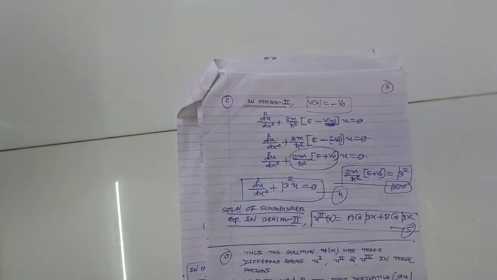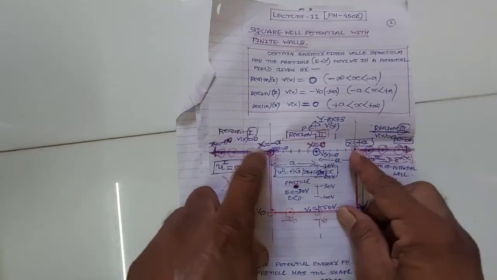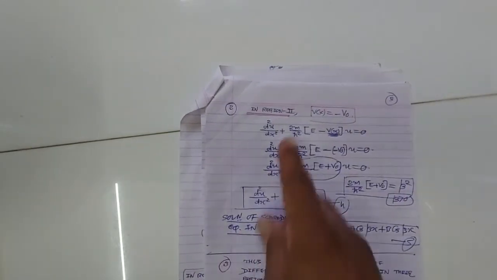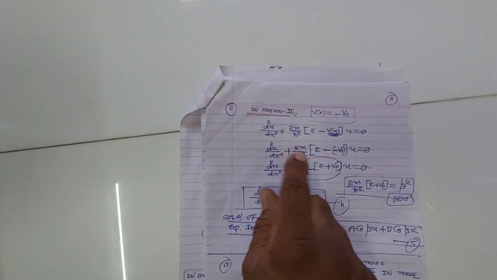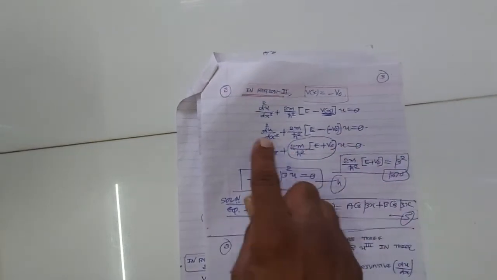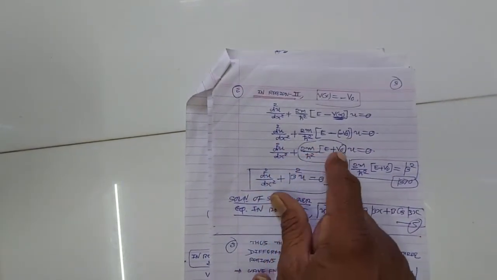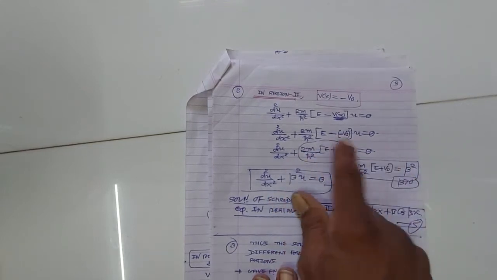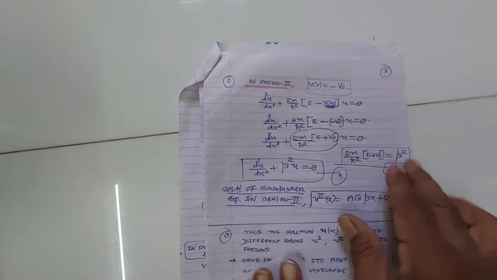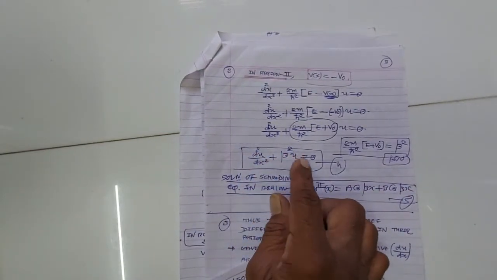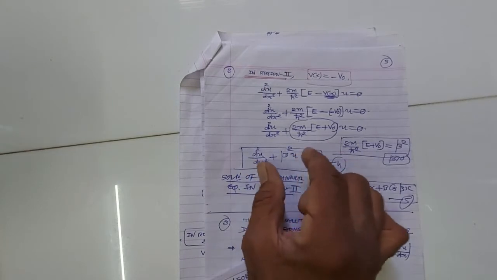So in region 2 the potential energy of the particle V(x) is −V0. So in region 2 the Schrodinger equation becomes d²u/dx² + (2m/ħ²)(E − V(x)) u = 0, where V(x) is −V0, so d²u/dx² + (2m/ħ²)(E + V0) u = 0. This 2m/ħ² (E + V0) is a constant term defined by β². So d²u/dx² + β²u = 0 is the Schrodinger equation for region 2.